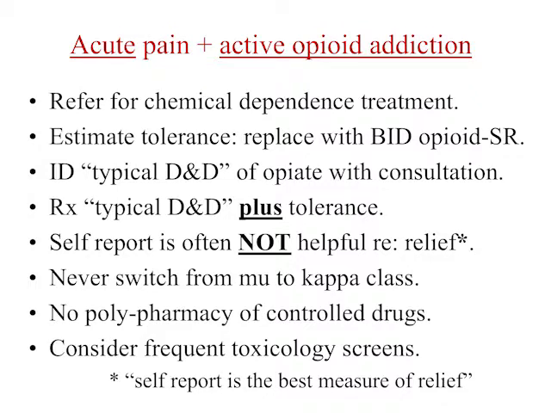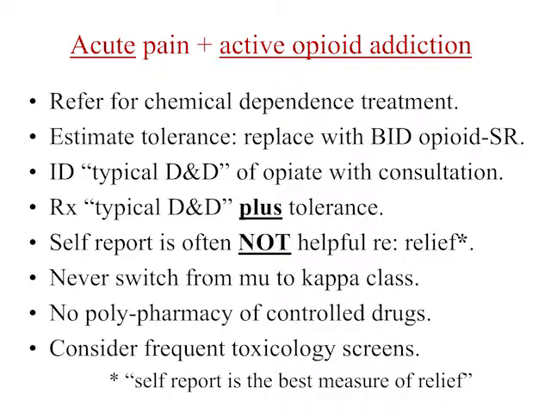Acute pain and active opiate addiction. This is the person who's currently using opiates and has perforated an appendix or done whatever they've done, and they've wound up in the hospital with an acute pain syndrome, maybe really bad cellulitis or a big old abscess or something. Refer for chemical dependency treatment. Get an addiction consult. Estimate their tolerance.